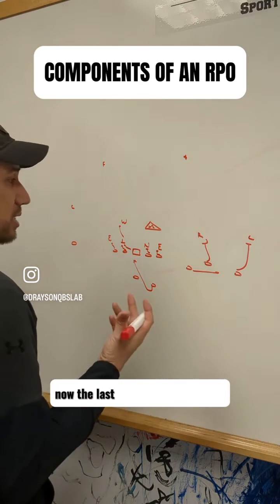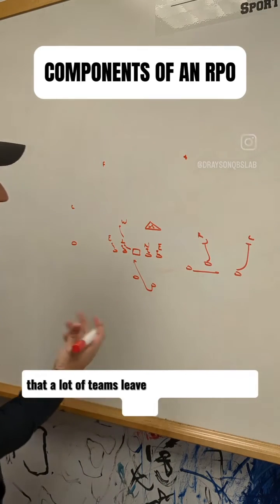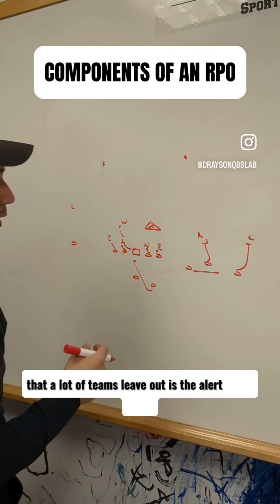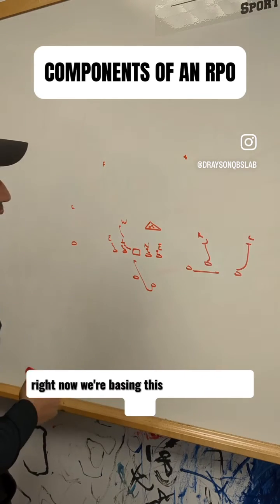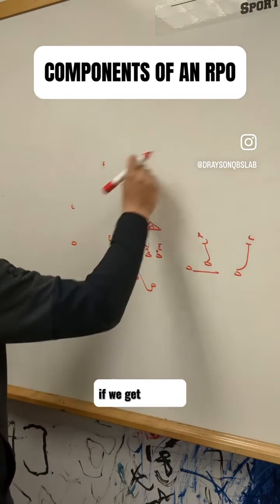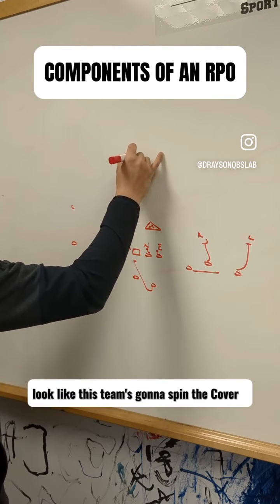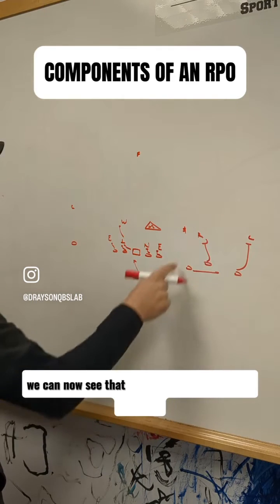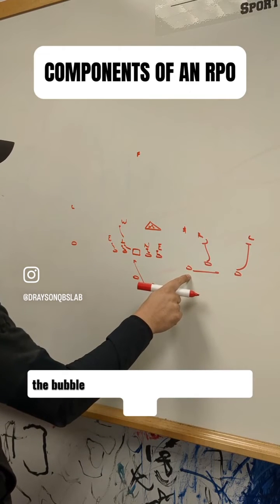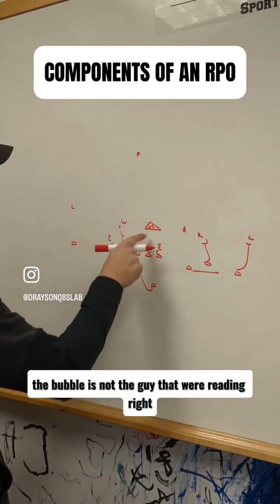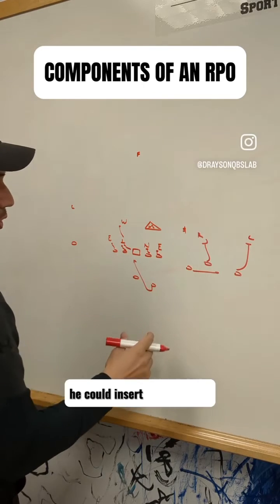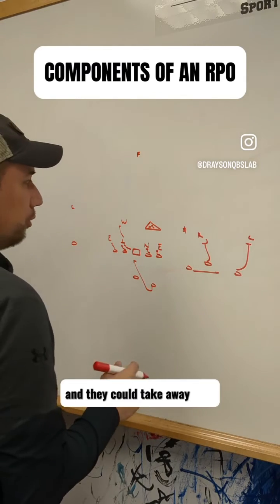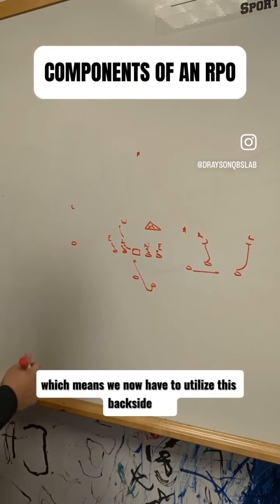Now, the last thing that's in an RPO that a lot of teams leave out is the alert throw. Okay, right now we're basing this RPO off a 2-high look. If we get a 1-high look, like this team's going to spin to cover 3, and they drop this guy down, we can now see that the guy who's potentially covering the bubble is not the guy that we're reading, right? This guy can insert in the run, he can insert in the bubble, and they can take away both, which means we now have to utilize this backside guy.